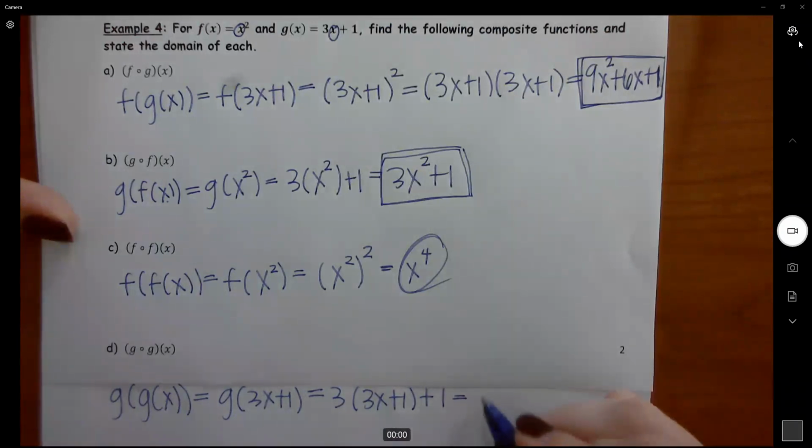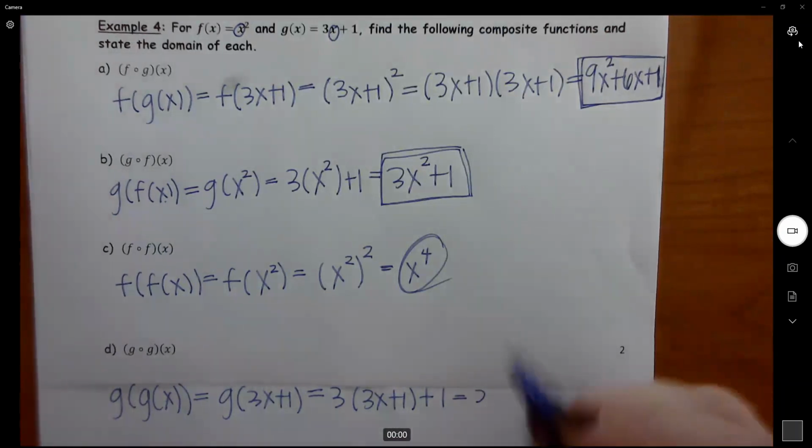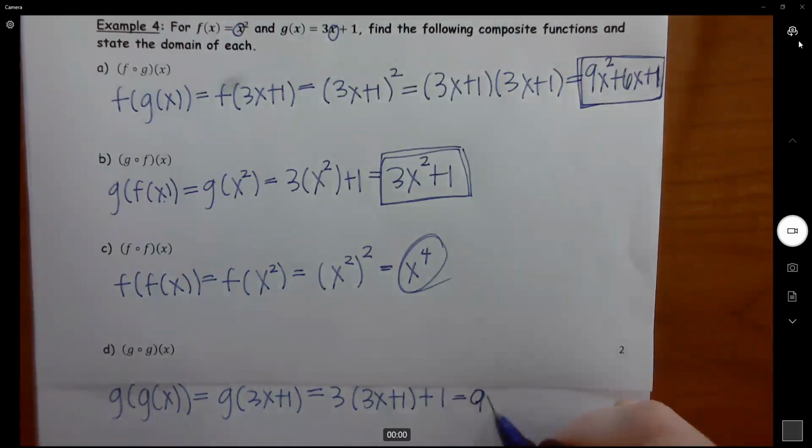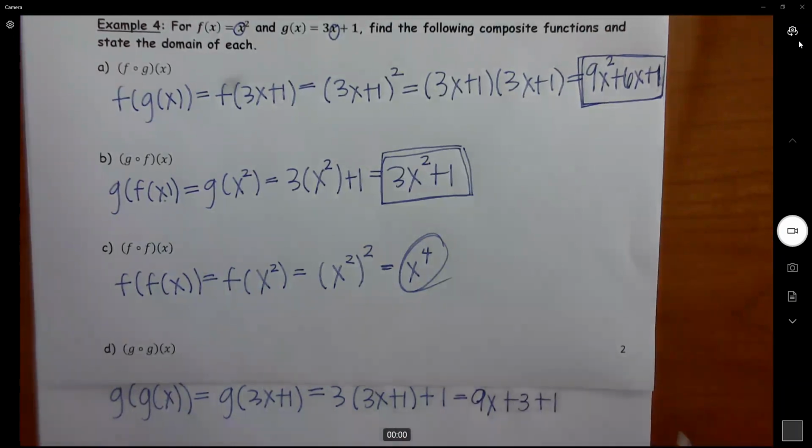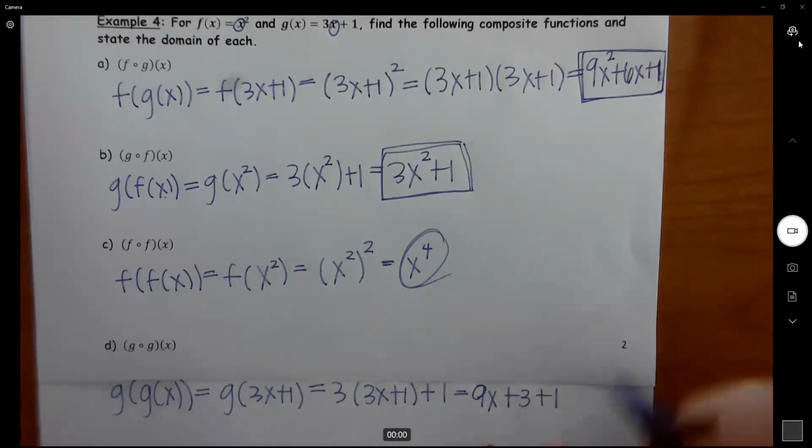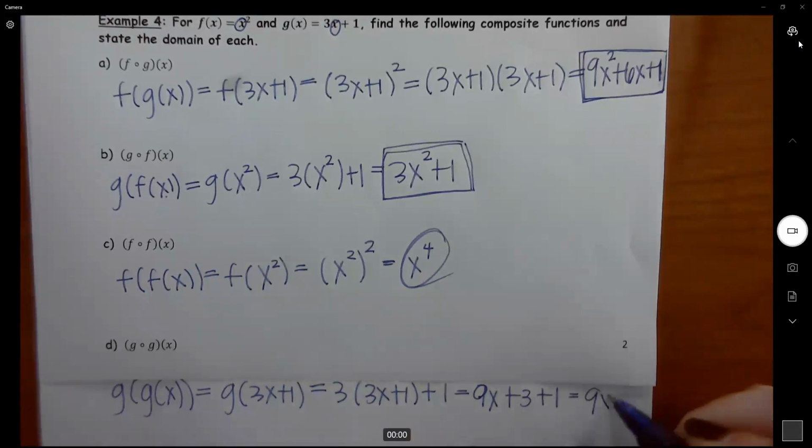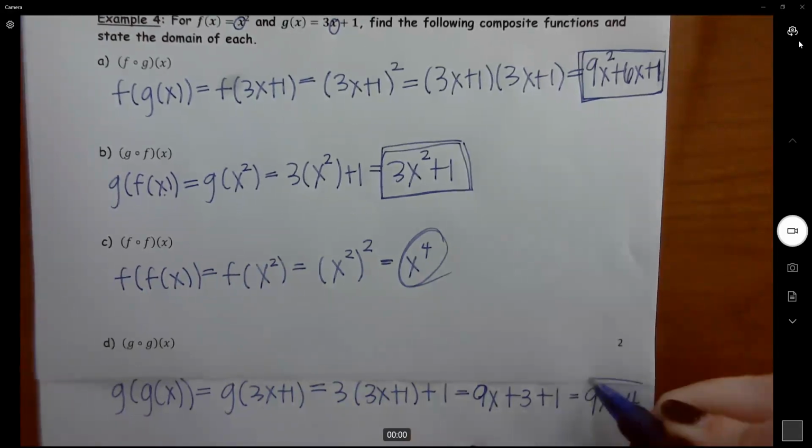Distribute your 3. You get 9x plus 3 plus 1 from the outside here. And then you can combine your like terms. So we get 9x plus 4.